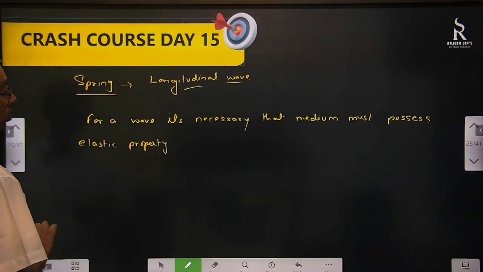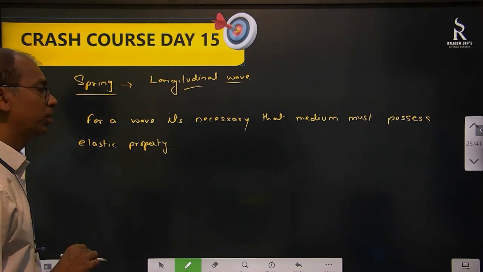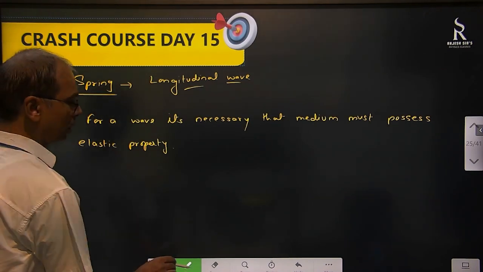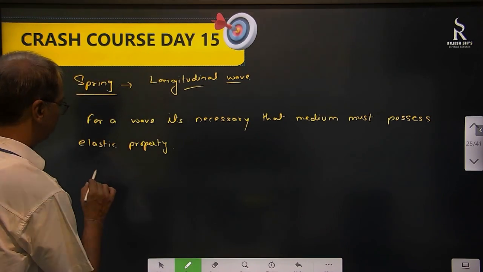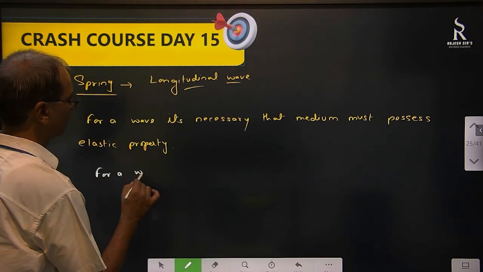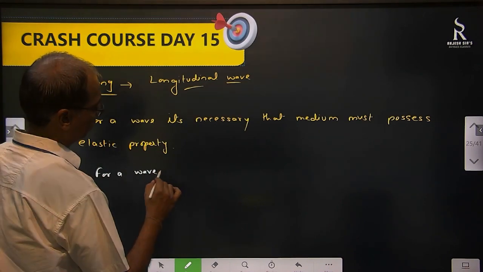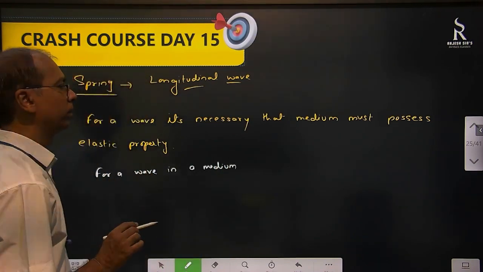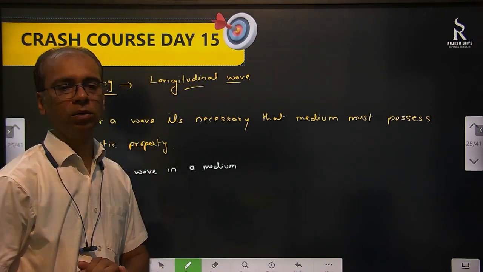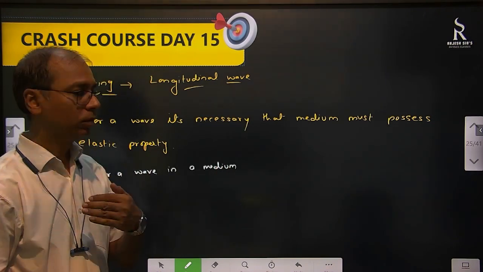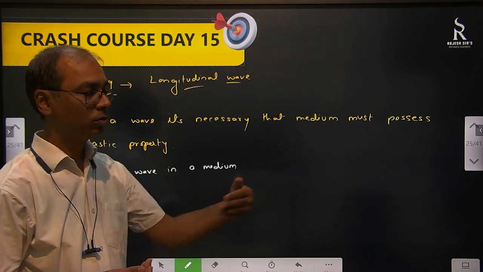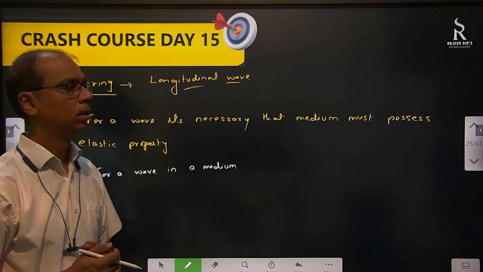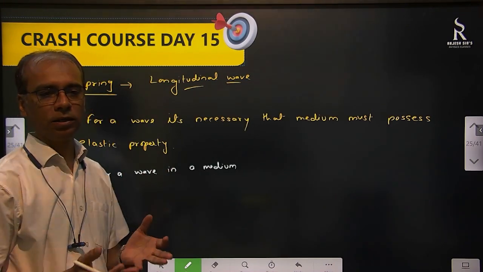Okay, so it means, other than elastic property, is any other property also required in a medium? Yes, that is required, but elastic property is very important. So, first we'll write for a wave, in a medium. Now, okay, fine. Elastic property is required so that the particle can do SHM. Fine. But at the same time, we have to move the energy also. Energy has to move ahead. Okay. And the particles in this are in motion. So, what energy will they have? Kinetic energy and potential energy.